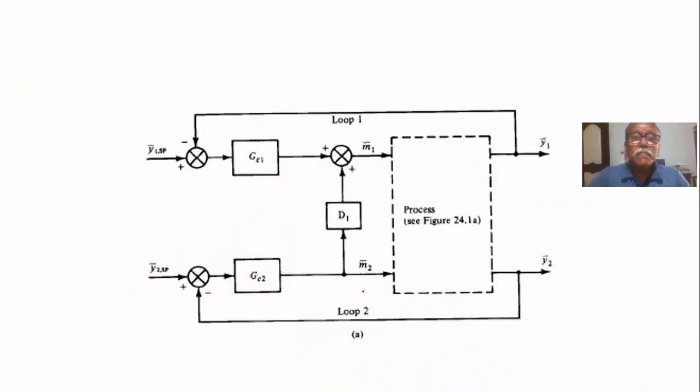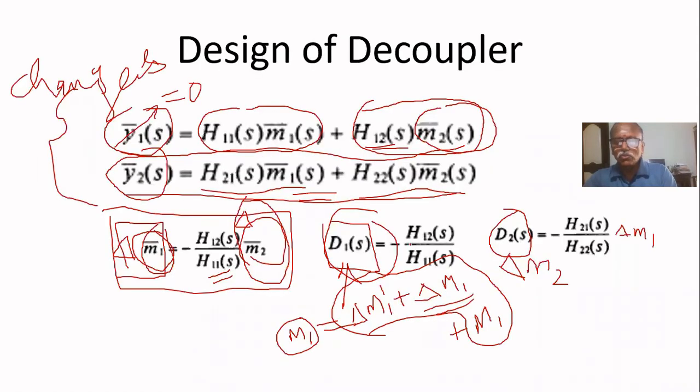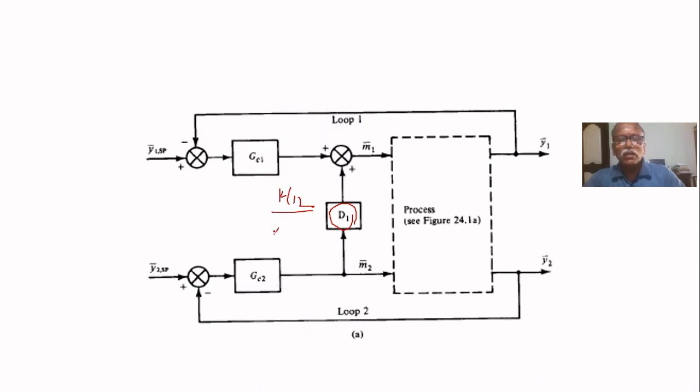You see here, what we have seen, D1 is H12 upon H11. That is D1, the decoupler. So give the change in M2 as input here, and we get the change in M1 as output. Add both M1s together and give it to the process.